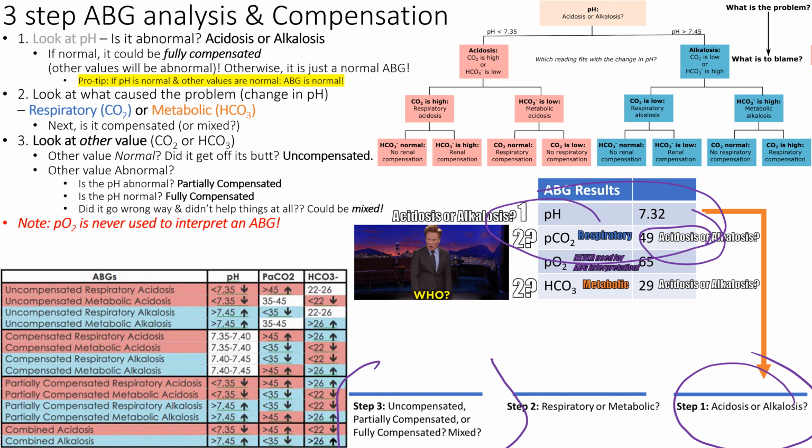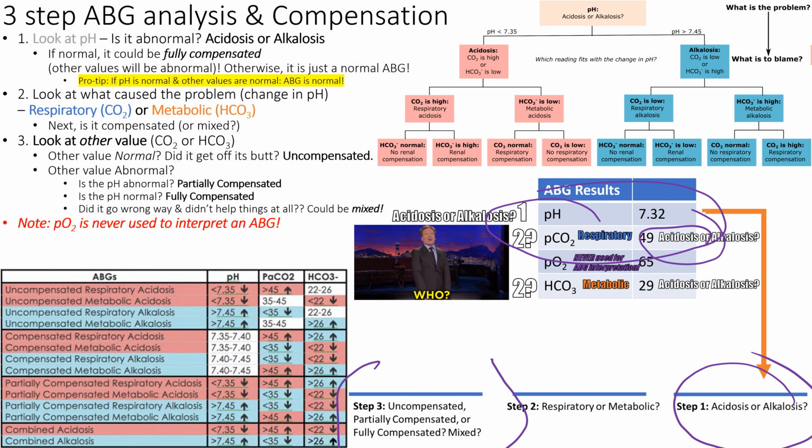So basically, if the two values are abnormal, the CO2 and the bicarb are abnormal, that means you have either a fully compensated or a partially compensated ABG. How do you know if it's partial or full compensation? The pH. If the pH is normal, it's fully compensated. If the pH is abnormal, the bicarb didn't fix it yet, it's partially compensating. Any questions on how that works?